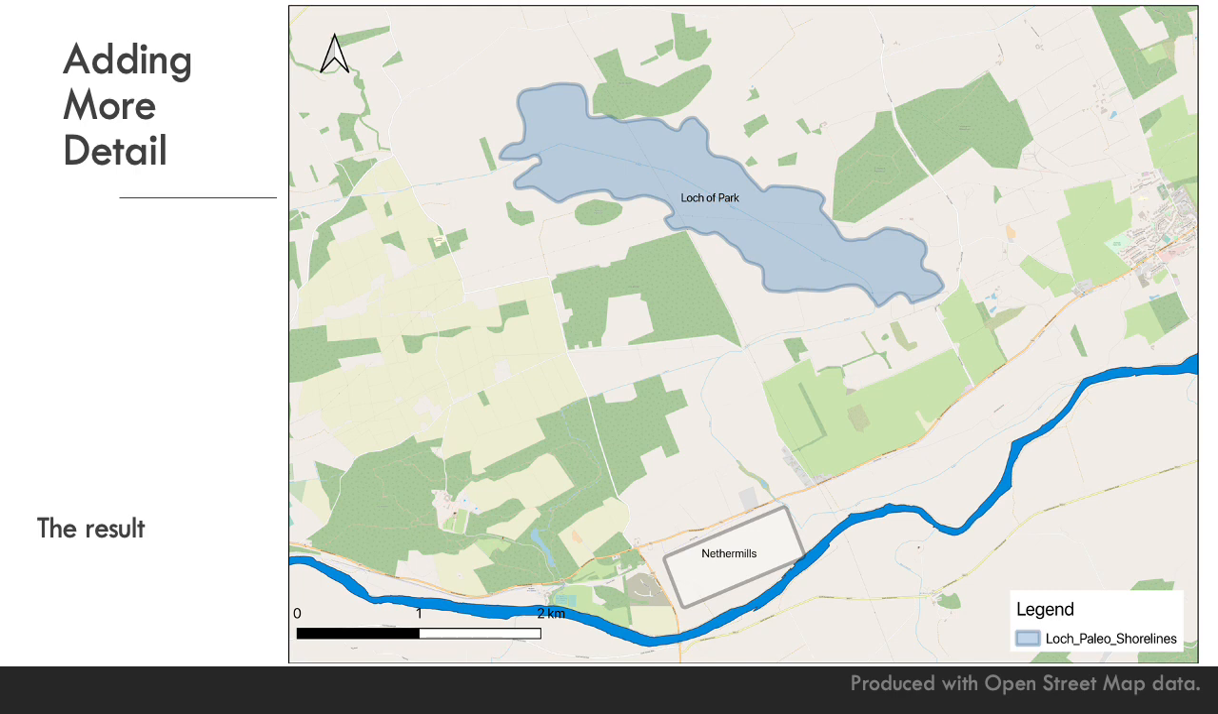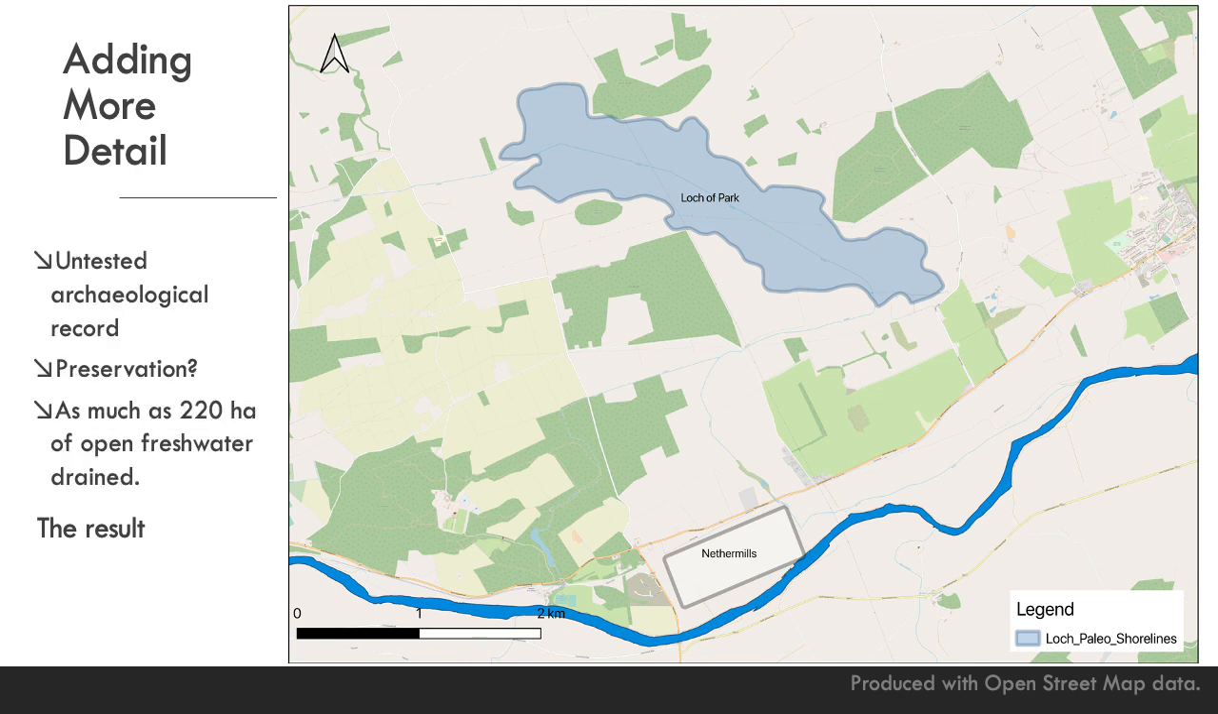Now, the Loch of Park is interesting in that it's relatively untested in terms of archaeological potential. There is a bit of archaeology recorded in and around this particular basin, but really there's not been much focused work on it. So given its proximity to Nethermills, I would suggest that it probably has very high potential for Mesolithic archaeology, and it's simply a matter of trying to locate it.